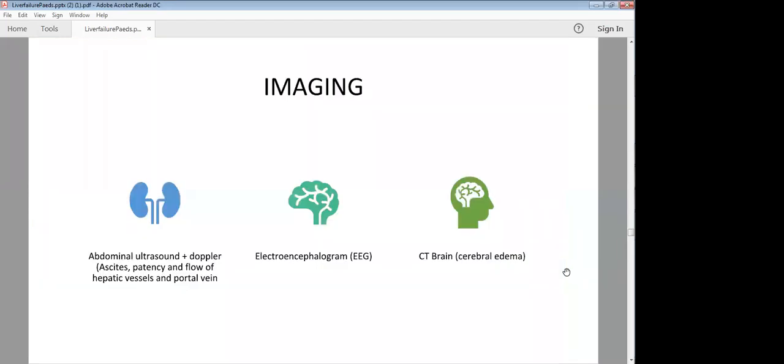Next. For imaging, we do ultrasound of the abdomen to rule out ascites, or we can rule out Budd-Chiari syndrome if there is obstruction of the hepatic vein, and then we can assess the portal hypertension as well. Okay, we do EEG because we want to grade hepatic encephalopathy. If there is presence of hepatic encephalopathy, we can diagnose using EEG. And from the pediatric protocol, it mentioned if patient is comatose, we need to consider intracranial bleed. So that's why we request a CT scan of the brain. Okay, next.